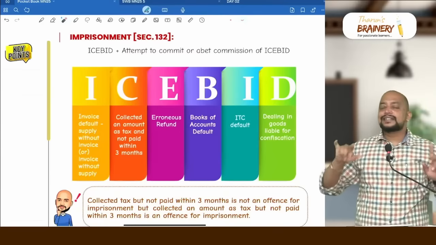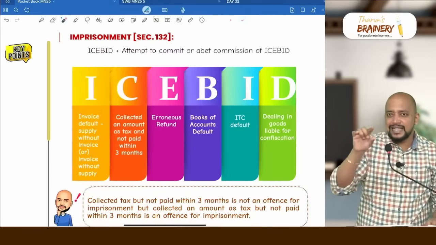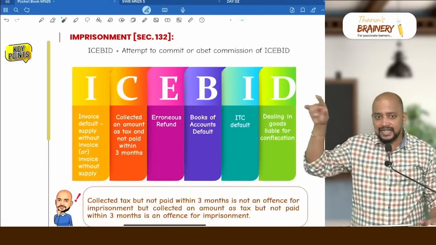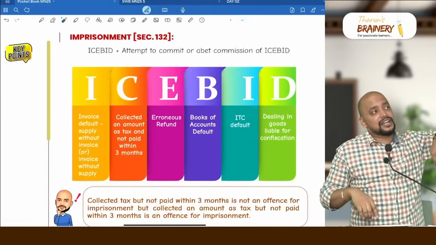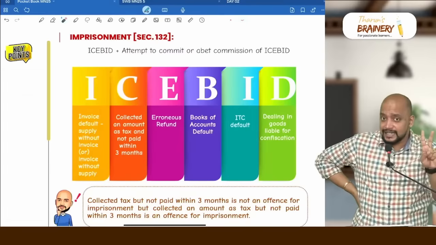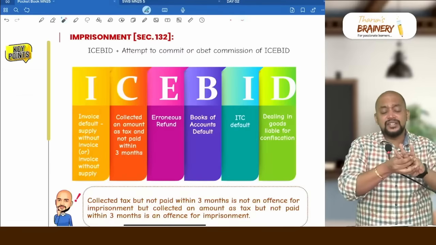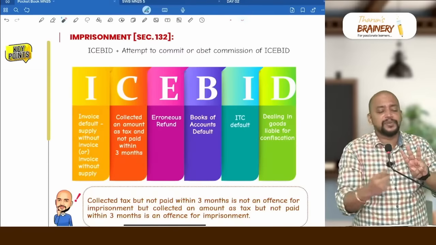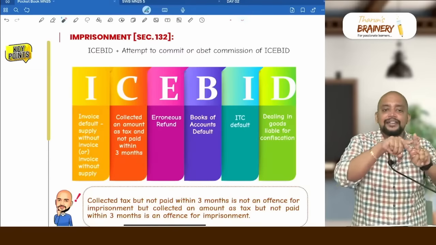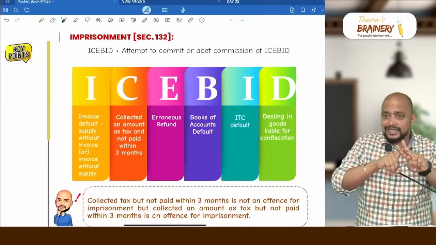First, in this ICE BID, how many I's are there? I, C, E, B, I, D, I. In BIODISCREDITED TFT, 3 I's are there. What are they? Invoice default, ITC default, ISD default. In these 3, tell me which is not that much severe for imprisonment. ISD default. Other 2 will come for imprisonment, that is invoice default, ITC default.